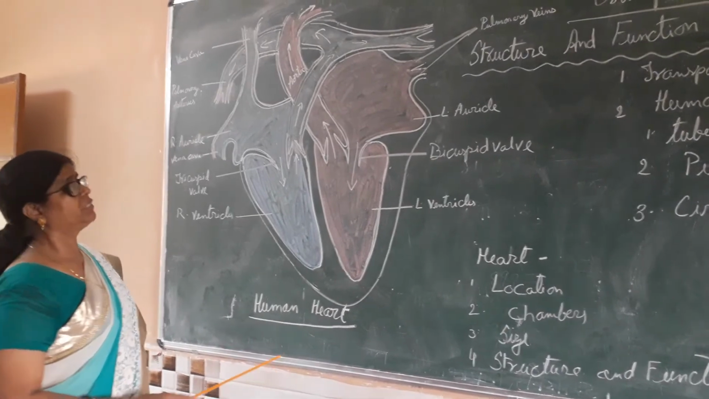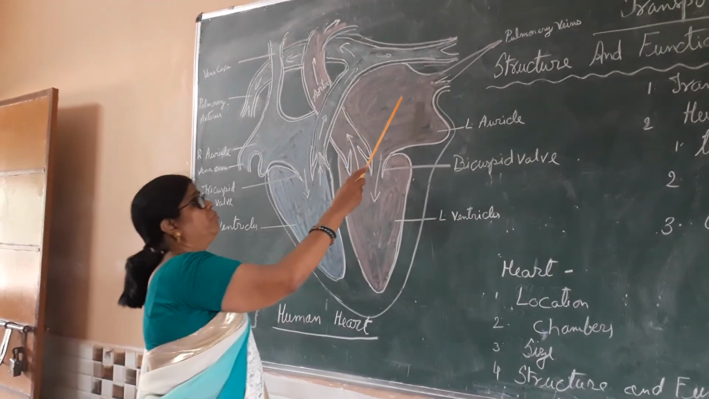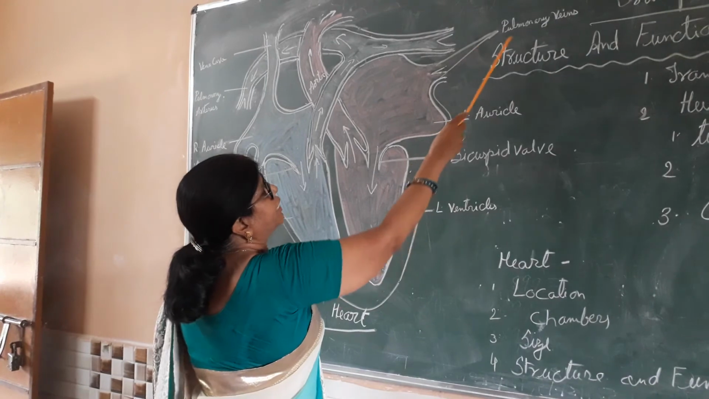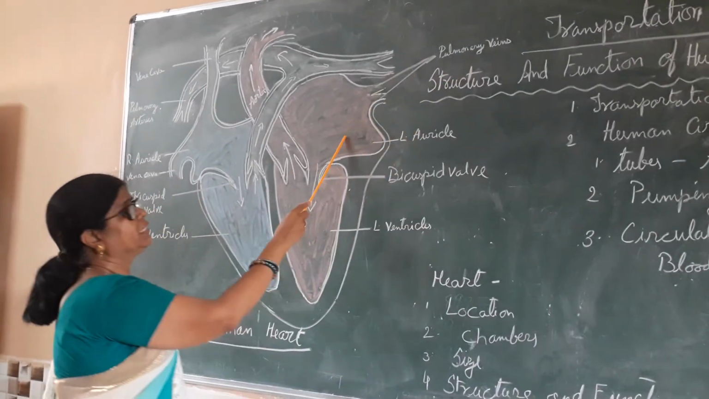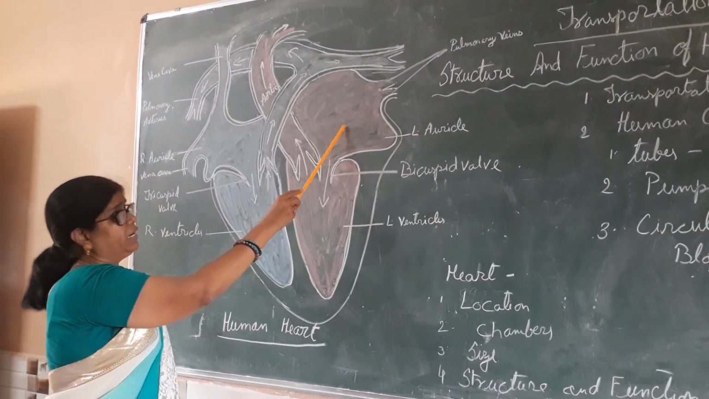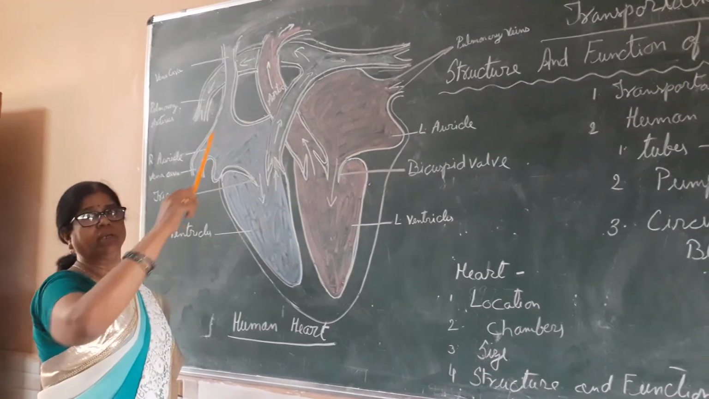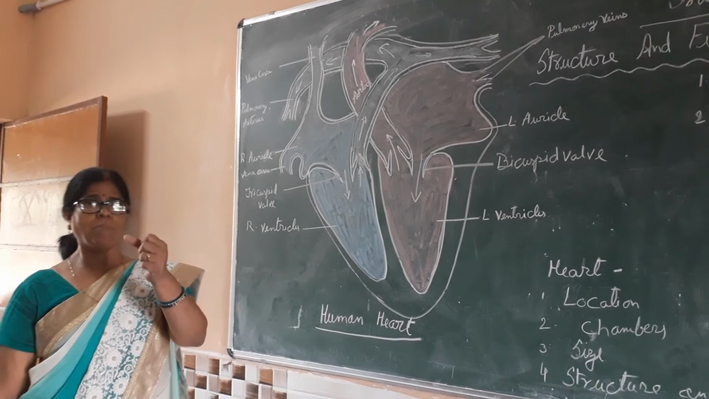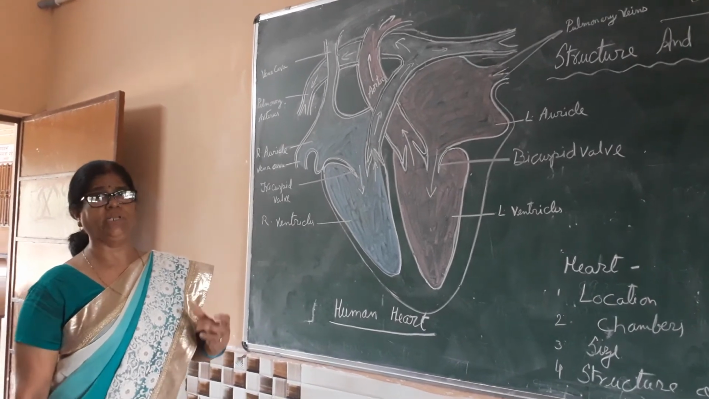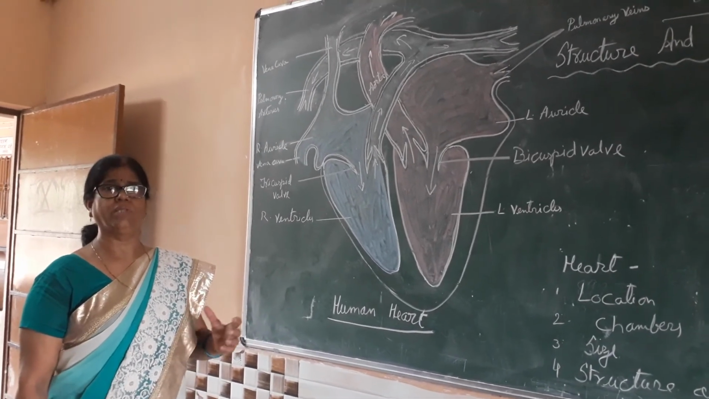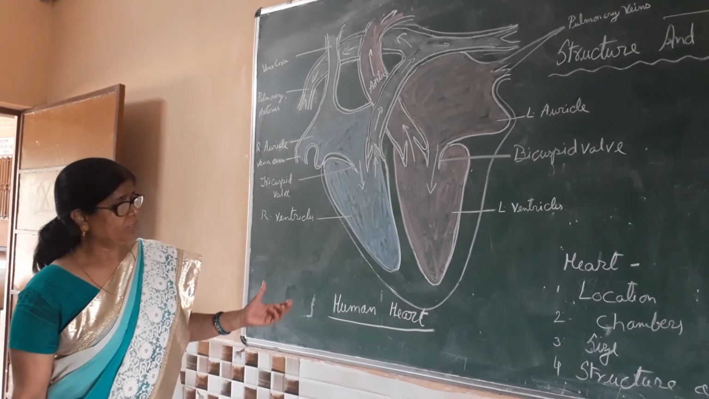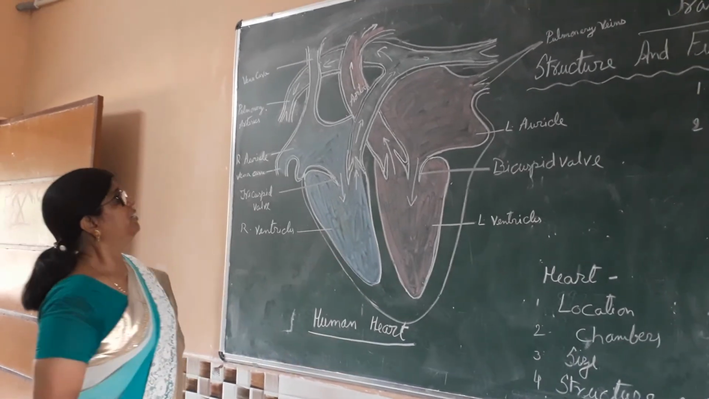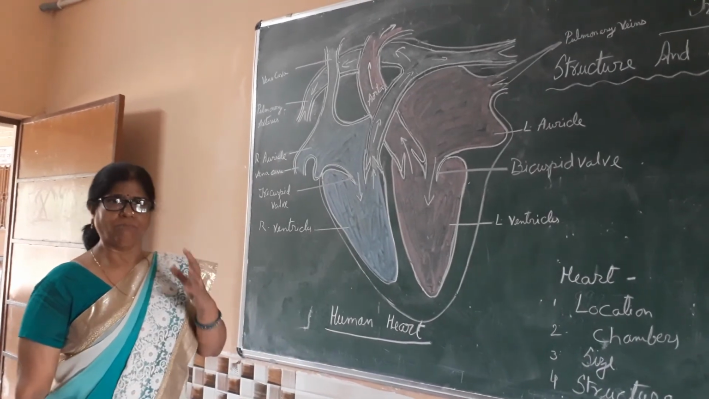Now again, the oxygenated blood is carried by the pulmonary vein and enters the left auricle. In this way, the blood circulates in the heart. The heart acts as a pumping organ which forcefully pumps the blood throughout the body. In this way, our heart functions.